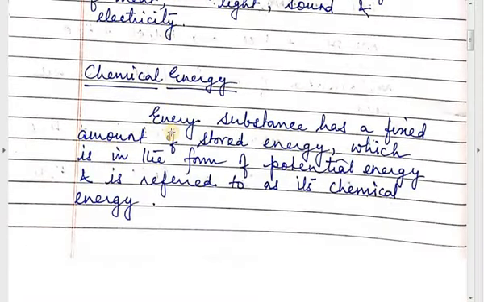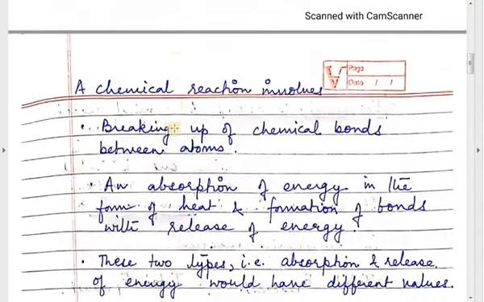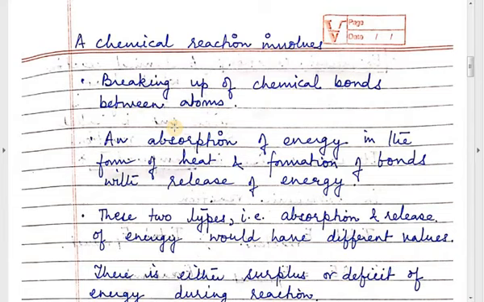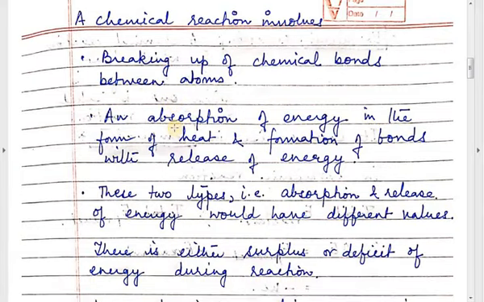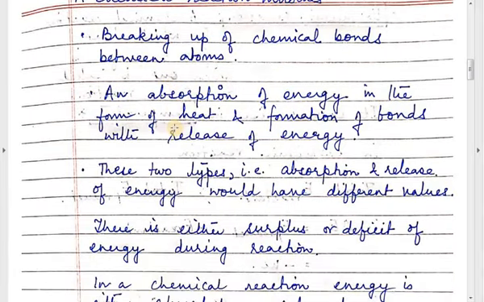So what is chemical energy? Every substance has a fixed amount of stored energy, which is in the form of potential energy and is referred to as its chemical energy. So a chemical reaction involves breaking up of chemical bonds between atoms and absorption of energy in the form of heat, and formation of bonds with release of energy.